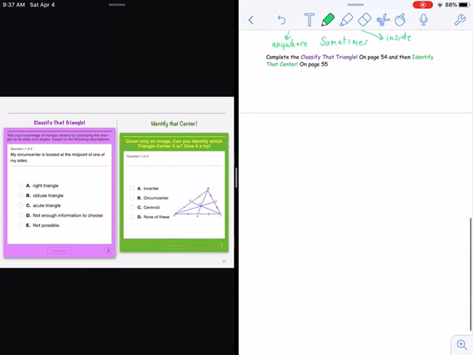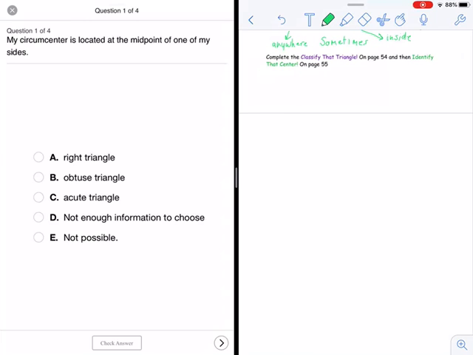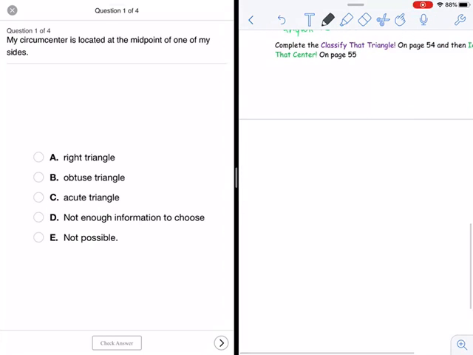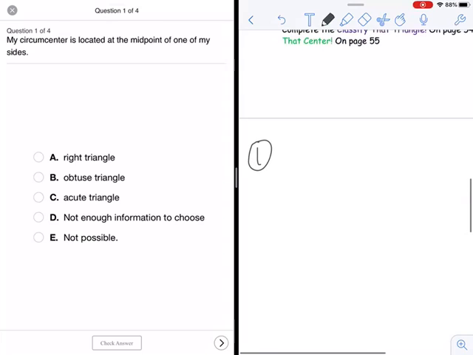Okay, students, so for the last part of these notes, we're here in the iBook. You don't necessarily have to go to the iBook, but I definitely still want you writing stuff down to prove to me that you watched the videos. We have two little quizzes in the iBook: classify that triangle and identify that center. So this is part one.